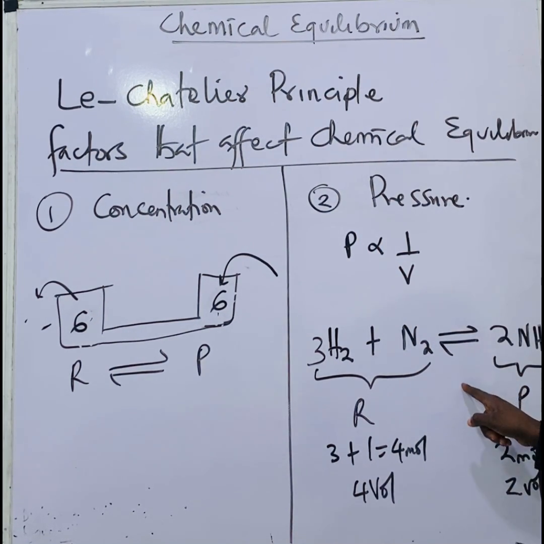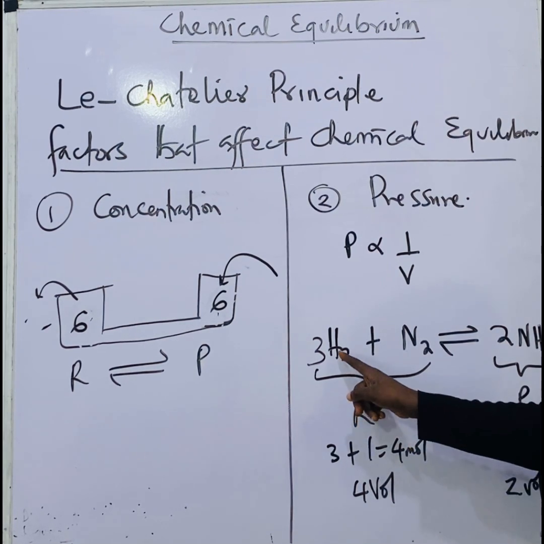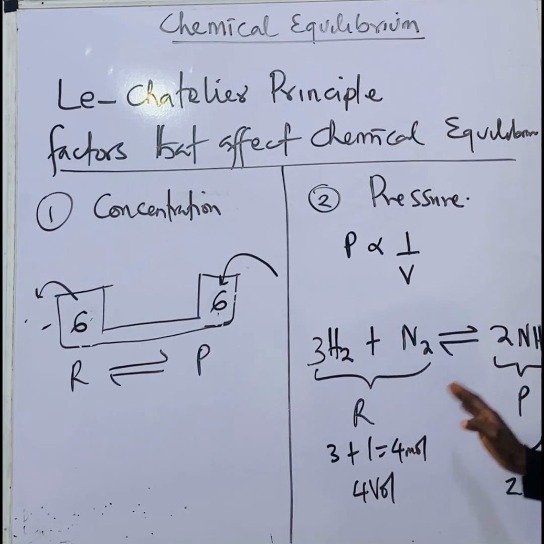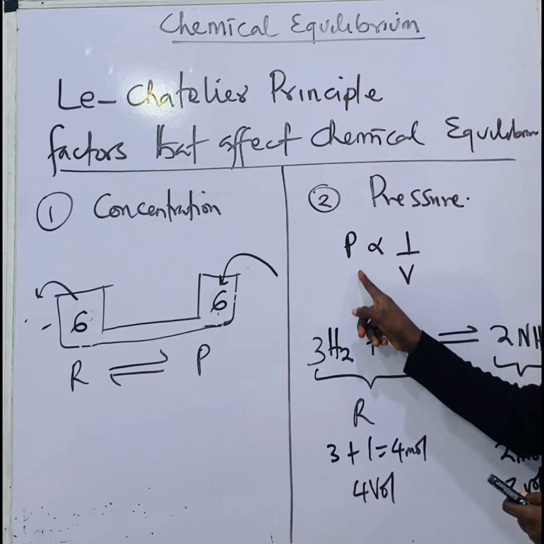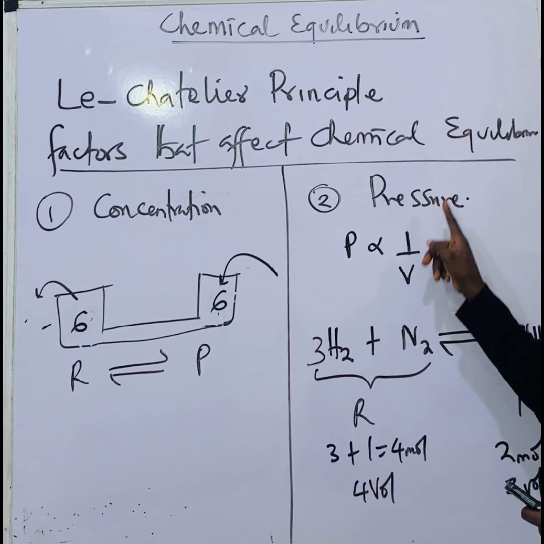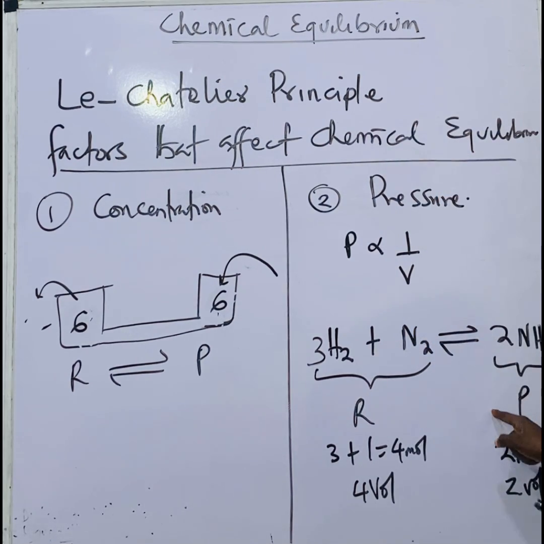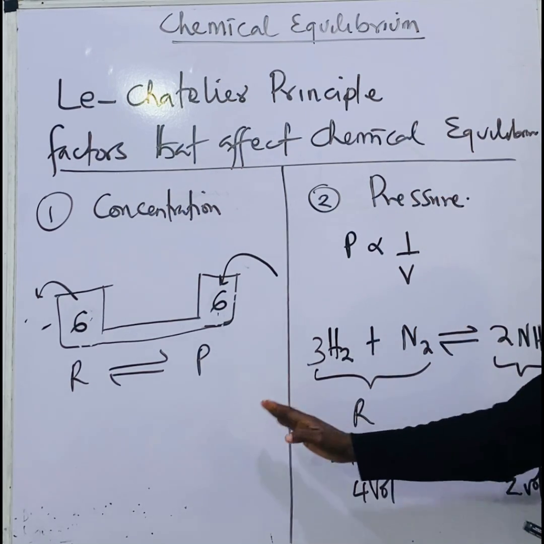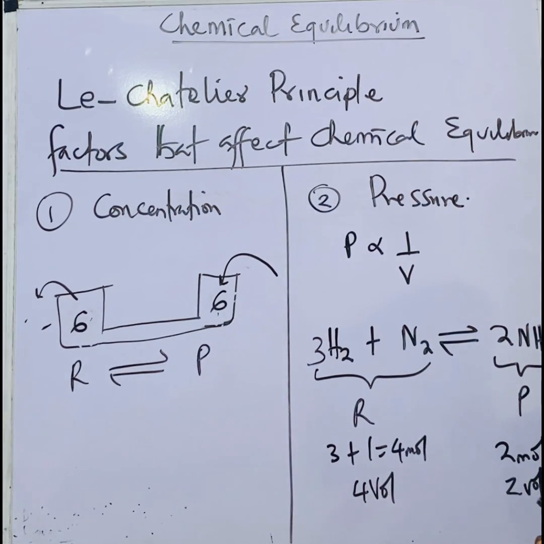So for this particular reaction, increase in pressure will shift equilibrium to the right because the right hand side has lesser volume. What if I decrease the pressure? If I decrease the pressure, volume will increase. So decrease in pressure will shift equilibrium to the left, the side that has more volume.